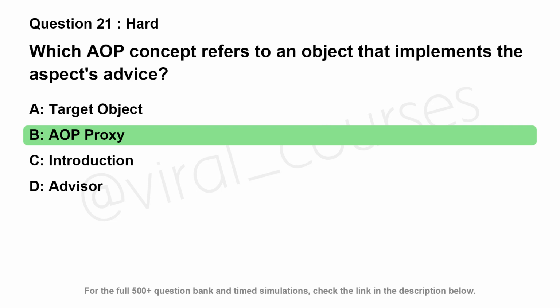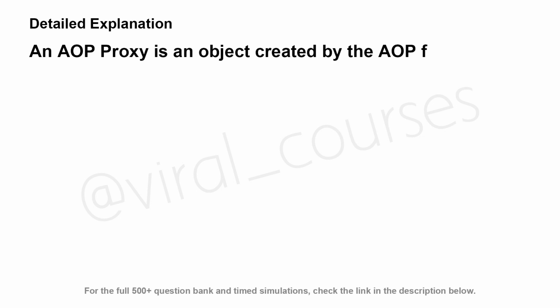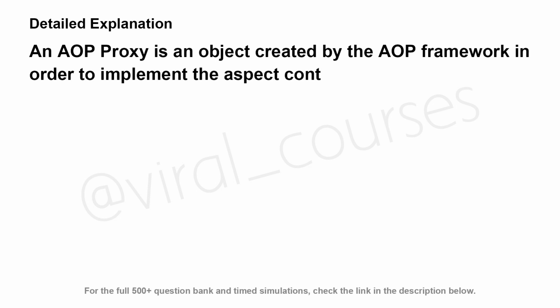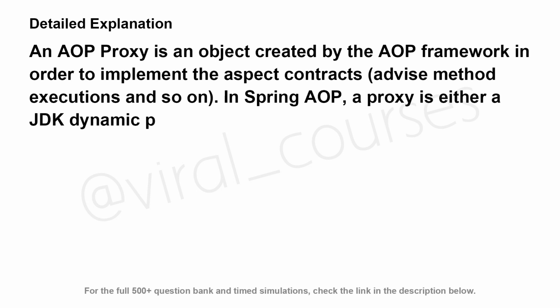The correct answer is B. An AOP proxy is an object created by the AOP framework in order to implement the aspect contracts, advise method executions and so on. In Spring AOP, a proxy is either a JDK dynamic proxy or a CGLIB proxy.